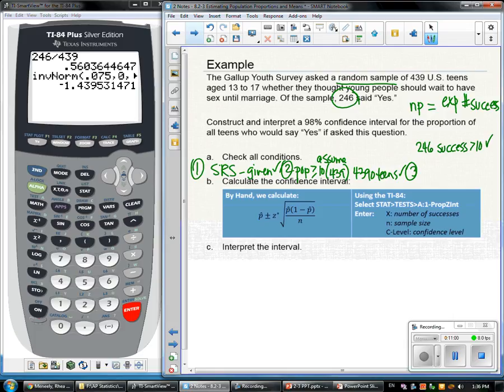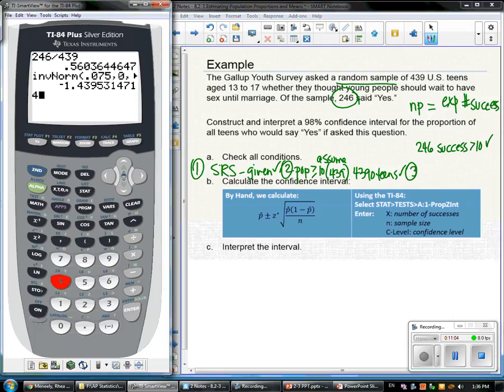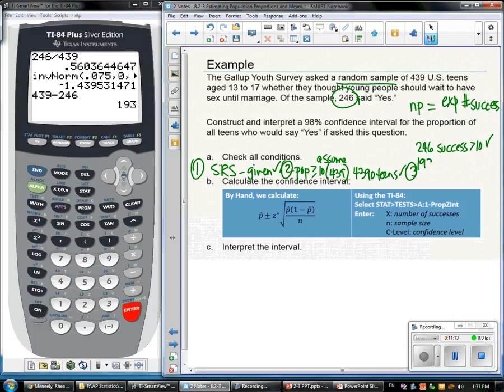Check. And since my sample had 439 in it, if I just subtract 439 minus the 246, I know that 193 of these students said no. And that, again, is more than 10, so that condition is met also. You could certainly compute your p-hat and then multiply by n, but you'd be back to where you started with the 246 successes. Okay, so let's go ahead and compute this interval by hand.